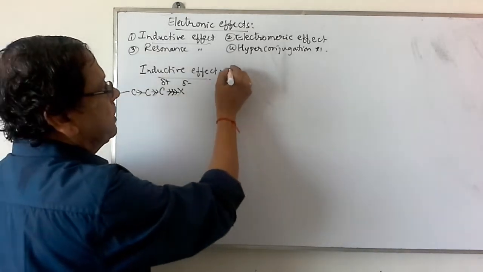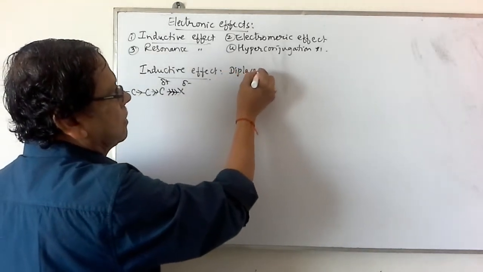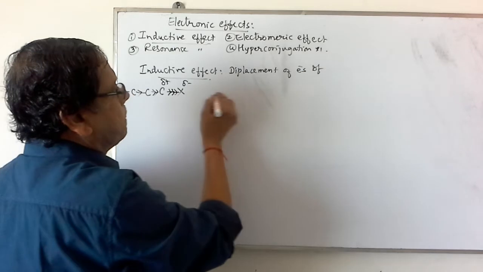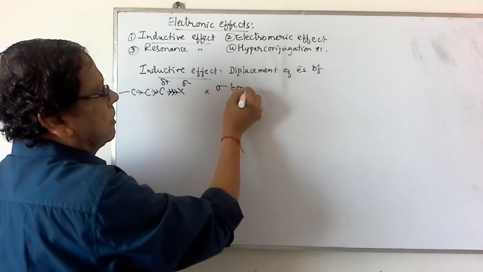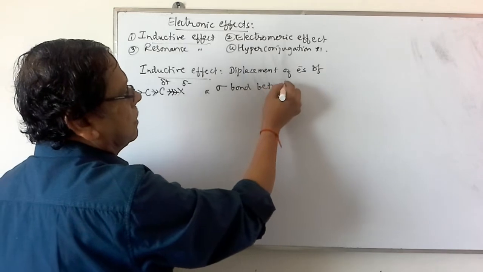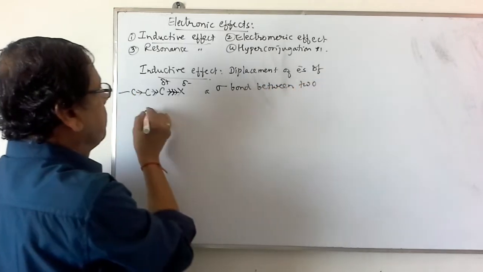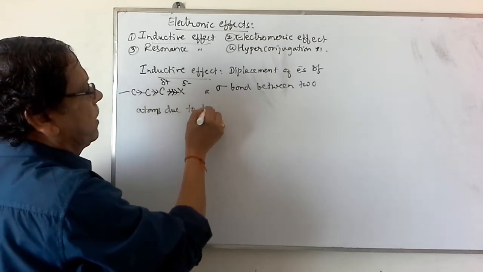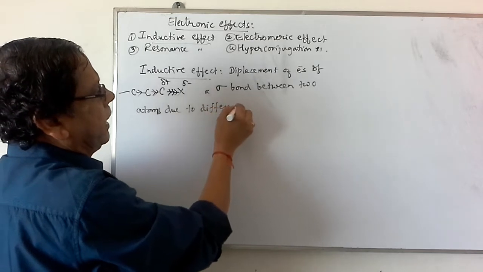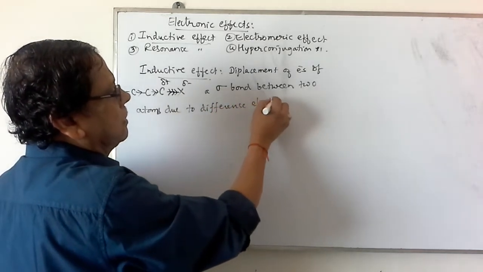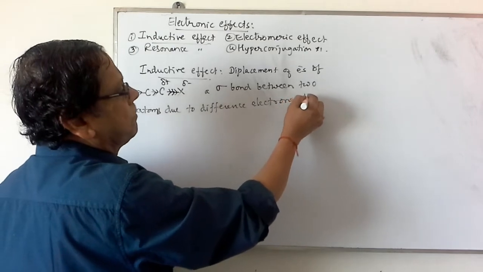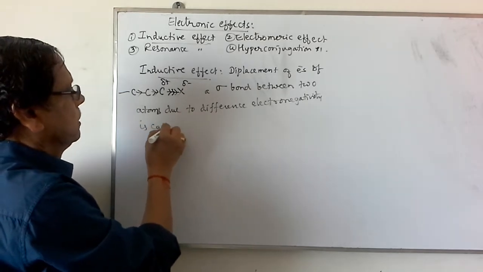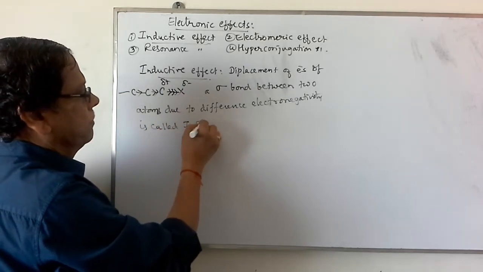So displacement of electrons of a sigma bond between two atoms due to difference in electronegativity is called inductive effect.